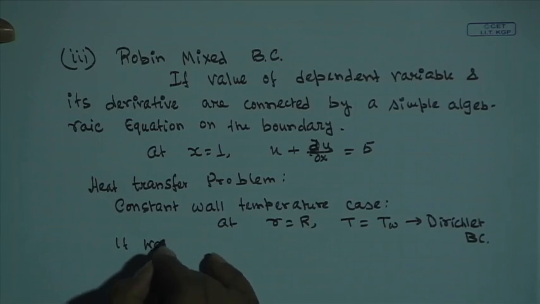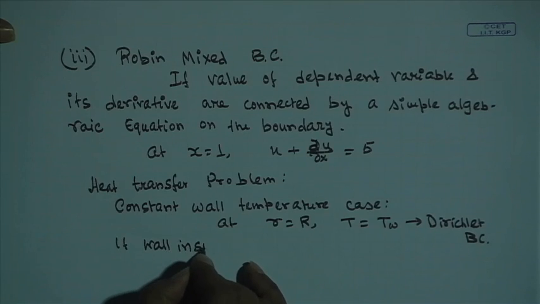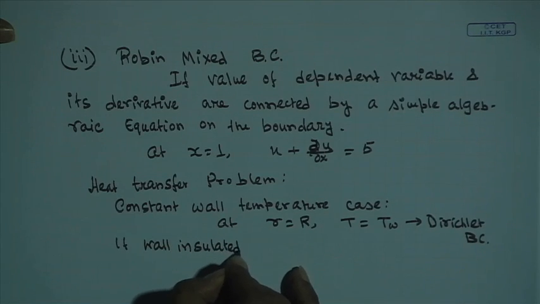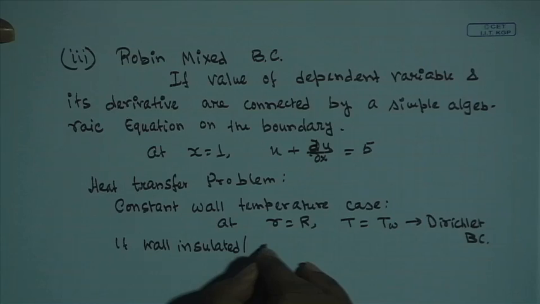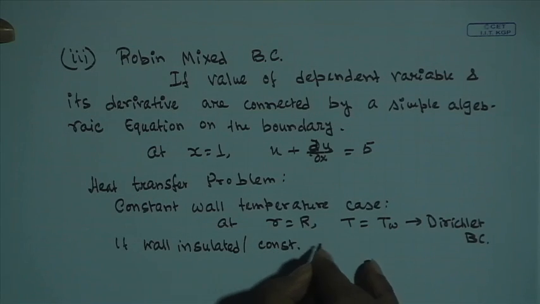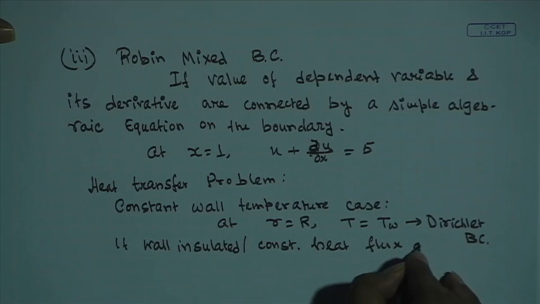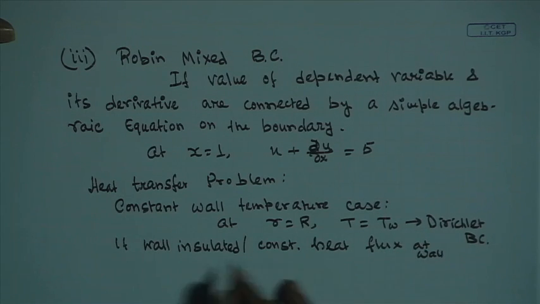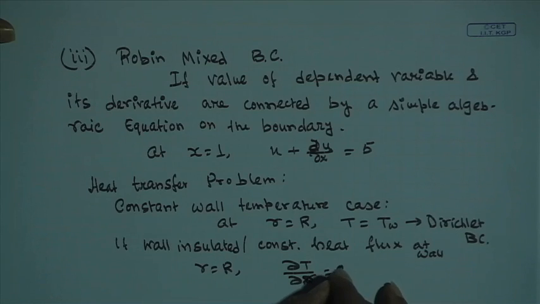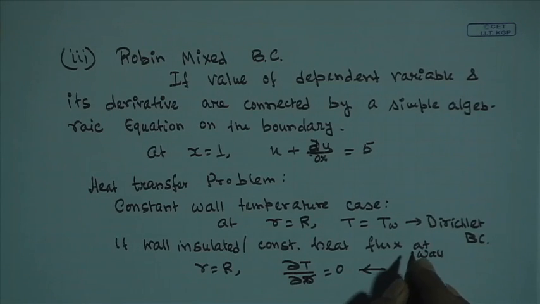If the wall is insulated, or there is a constant heat flux present in the system, heat flux at wall, then at r is equal to R, del T del r will be equal to 0. So, that is the insulated boundary condition.